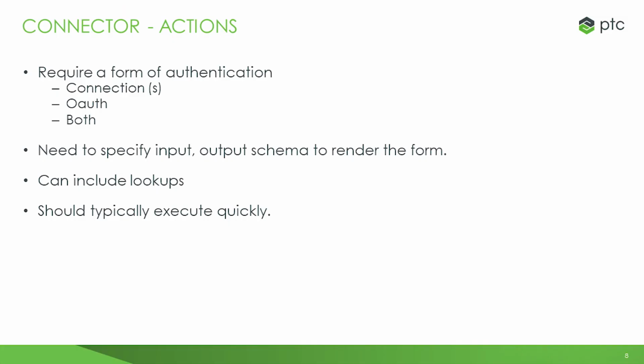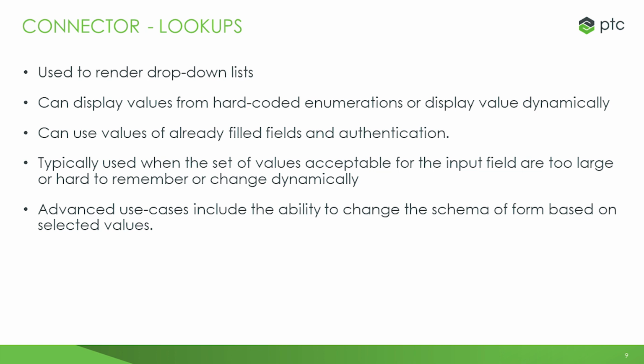Now the next thing we are going to look at are lookups, and they are related to actions as well as triggers. The primary use for lookups is to render drop-down lists. The values present in the lookups can be generated from hard-coded enumerations written in the metadata file, or they can be actually populated dynamically by making requests to your application.